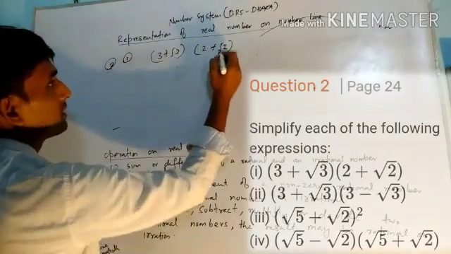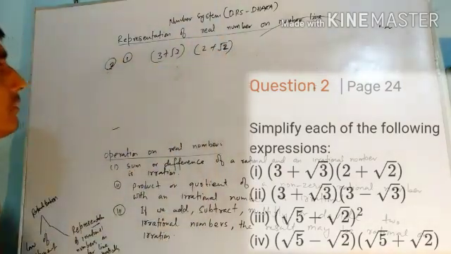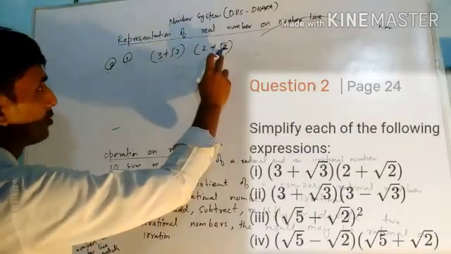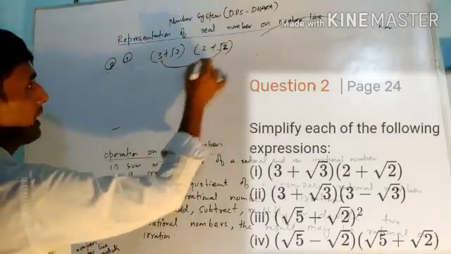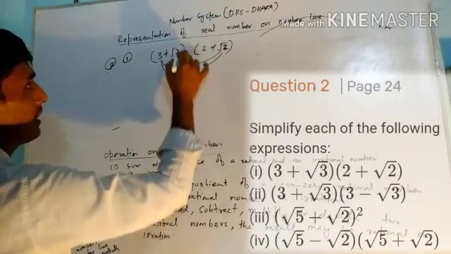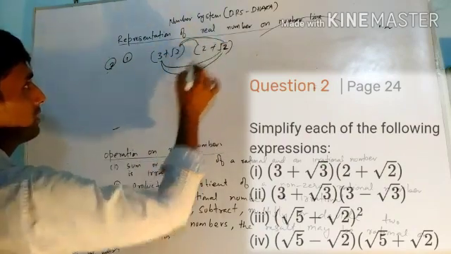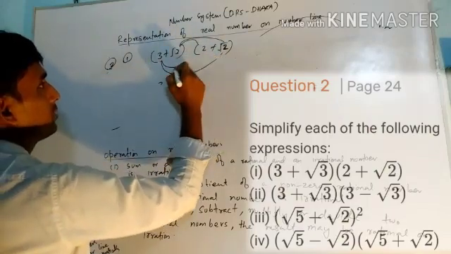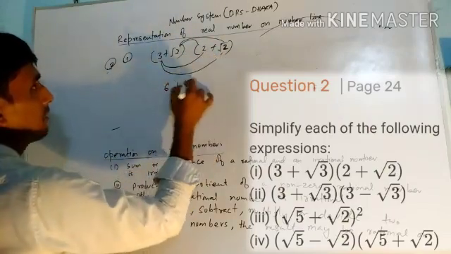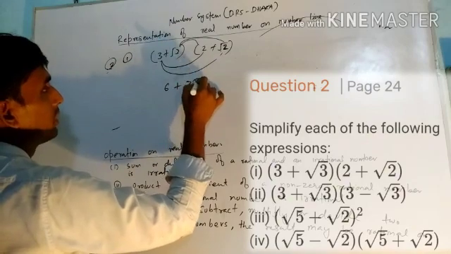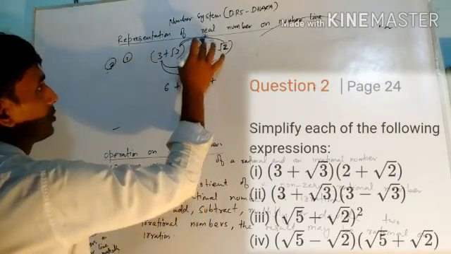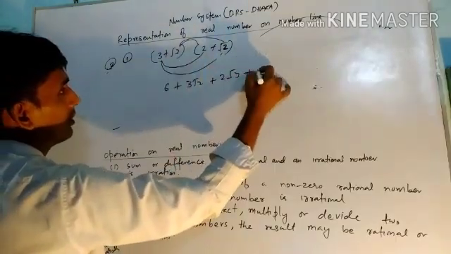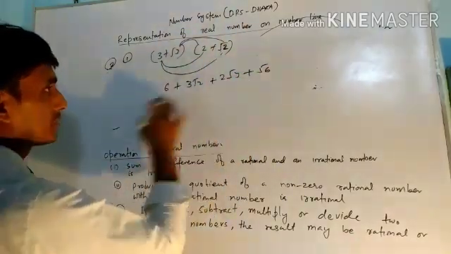To simplify this, we will multiply 3 with 2, again 3 with root 2. You multiply this with this, again this with this, and this with this. So you will get 3 into 2, that is 6, plus 3 into root 2, 3 root 2, plus 2 into root 3, 2 root 3, plus root 3 into root 2, that is root 6. So this is the solution.